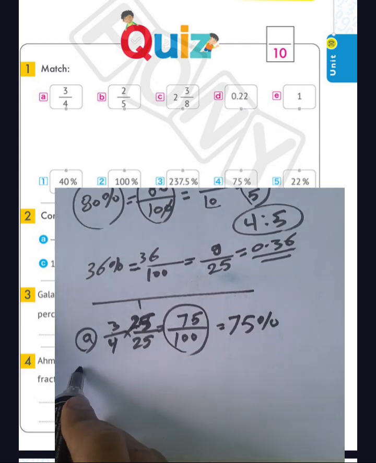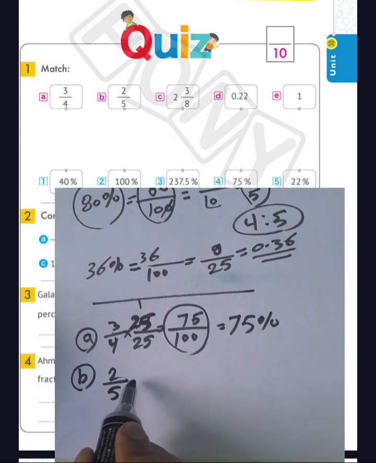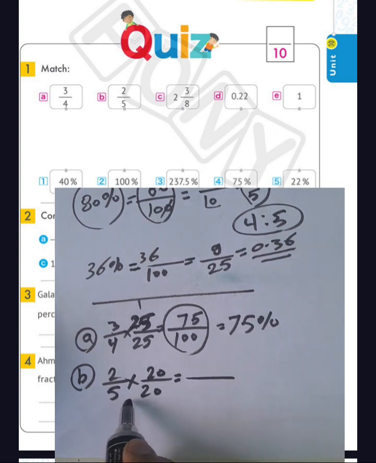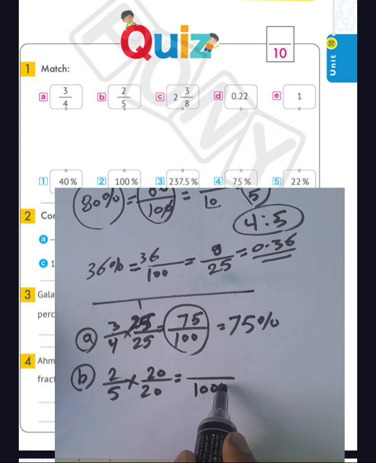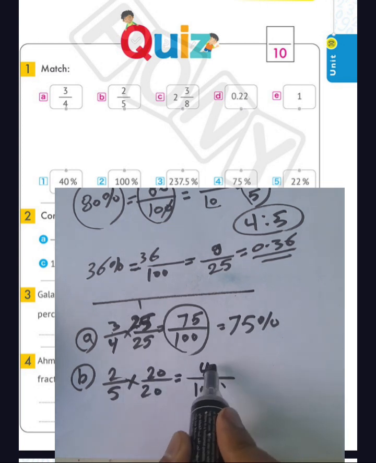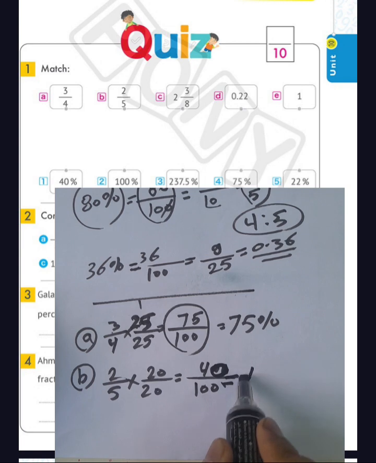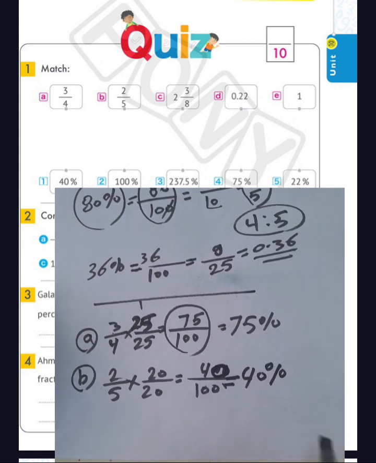We must convert 2 over 5 by multiplying the numerator and denominator by 20. 5 times 20 equals 100 and 2 times 20 equals 40. 40 over 100 equals 40%. Multiply the numerator and denominator by 20.